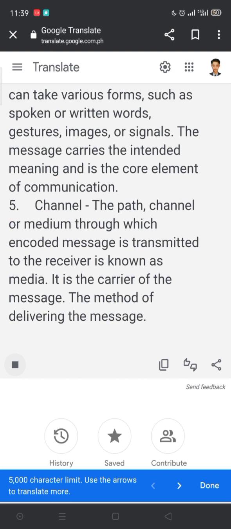It can take various forms, such as spoken or written words, gestures, images, or signals. The message carries the intended meaning and is the core element of communication. 5. Channel, the path. Channel or medium through which the encoded message is transmitted to the receiver is known as media. It is the carrier of the message. The method of delivering the message.